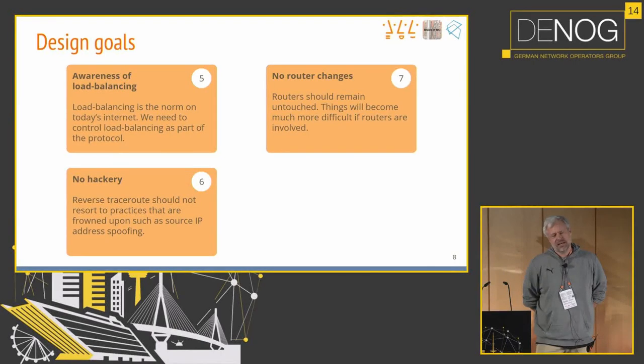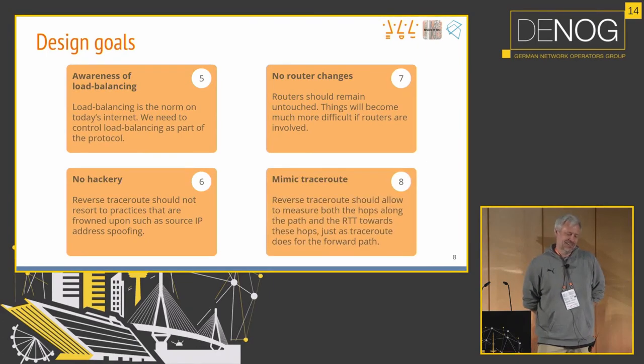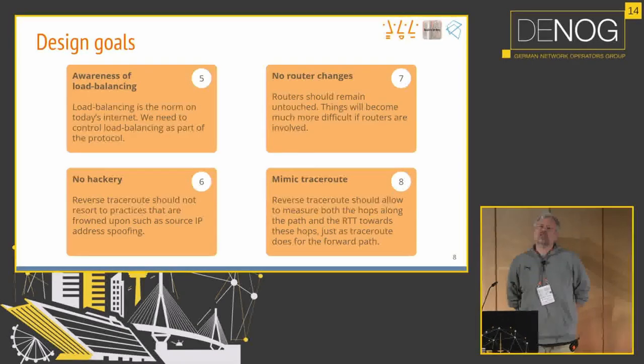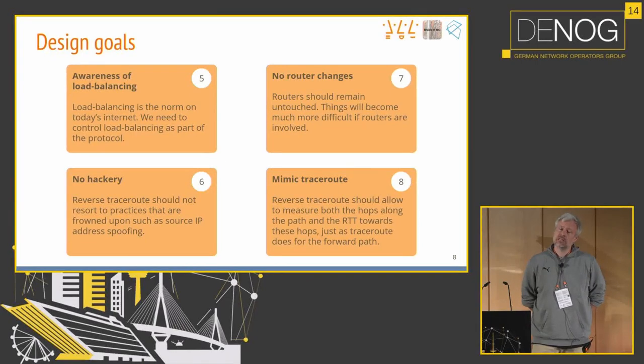I talked about that, and I don't want to talk to router vendors telling me no. And another interesting thing would be mimicking traceroute in two senses. So it should give you the same amount of information that the regular traceroute gives you for the forward path. So that's RTT measurements and every router between your target and yourself on the reverse path. And it should, on a packet level, look the same. So if traceroute works for you today, the reverse traceroute should work for you today too, just for the probing bits. So sending packets that expire at a router somewhere. So these are our design goals. Now I'm going to show you how our design actually looks like.